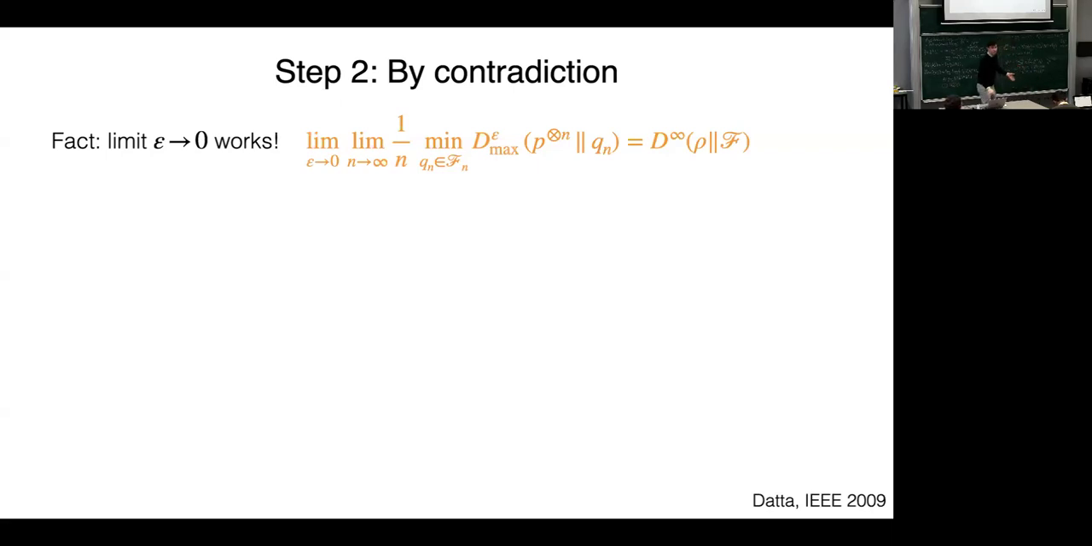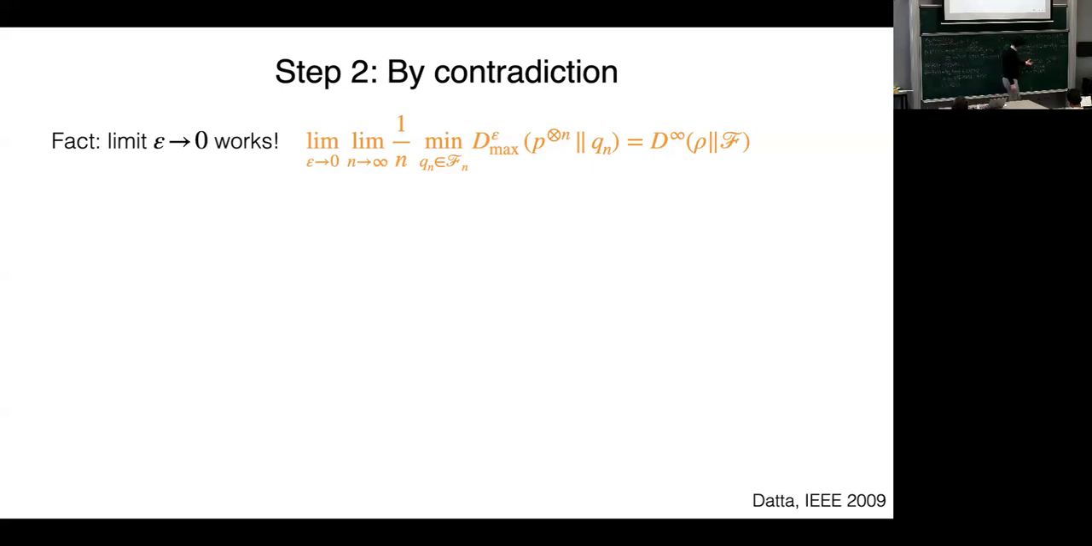If we prove this, we're done. The functions are decreasing. We just need to show that they actually don't decrease. Okay, and it turns out that the first fact is actually very easy. The limit epsilon going to 0 of that function is equal to the regularized relative entropy between rho and the free states. But both in the classical and the quantum case, this is very easy. And why is that? It's basically the converse statement that we showed yesterday.